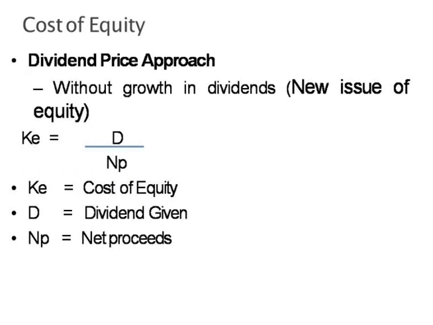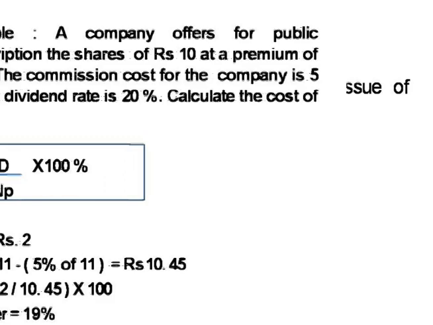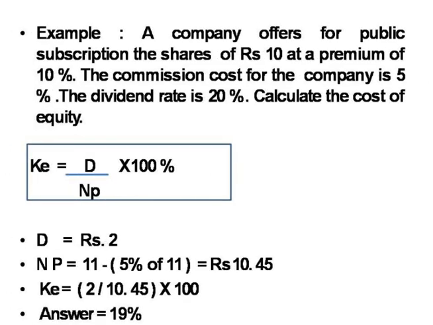Again, the formula is K is equal to D divided by NP. Here D is dividend, NP is the net proceeds. Come to the numerical. A company offers for public subscription shares of rupees 10 at 10% premium. Commission cost here is 5%, dividend rate is 20%. So here D would be 20% of 10, that is 2. The net proceeds, how are we going to calculate this?